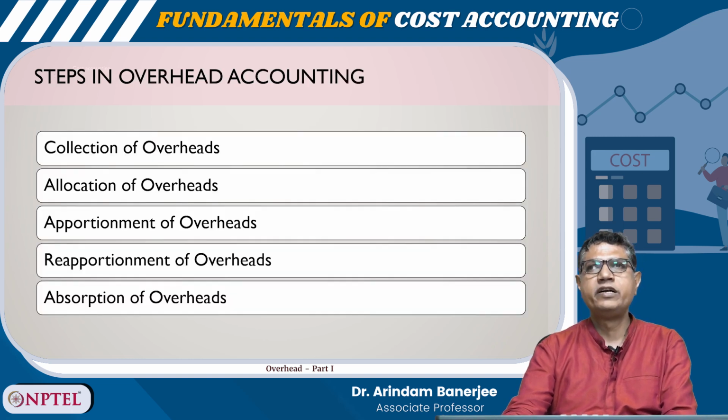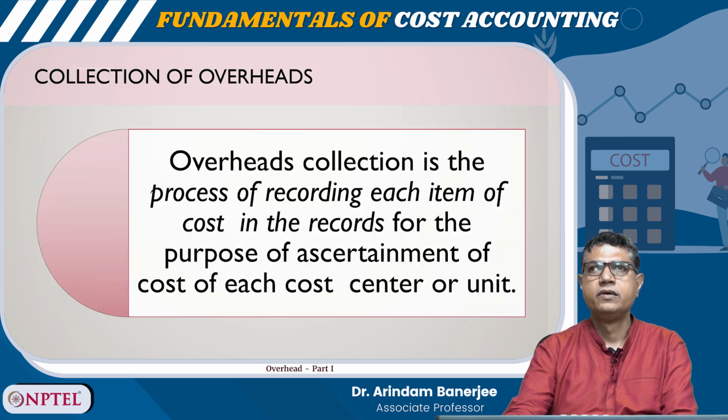Steps in overhead accounting: collection of overheads, allocation of overheads, apportionment of overheads, reapportionment of overheads and absorption of overheads. We will discuss this in this session. So, collection of overheads, right. What is collection of overheads? Overheads collection is the process of recording each item of cost in the records for the purpose of ascertainment of cost of each cost center or unit, right.